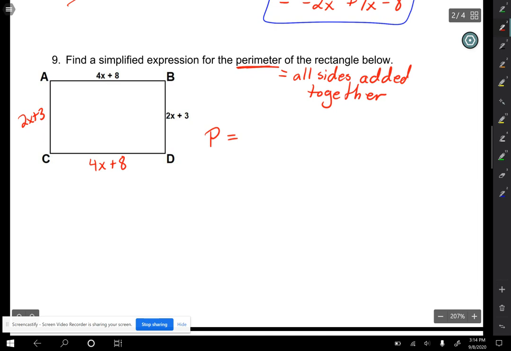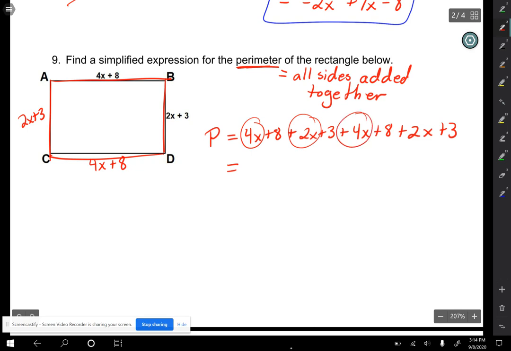Now I can write this out. Perimeter equals the top plus the right side plus the bottom plus the left side. Now all the x terms are going to be combined together because they match. We can combine them. 4, 5, 6, 7, 8, 9, 10, 11, 12x. And then my numbers, 8 plus 3 plus 8 plus 3 is 22. And that is your final answer for the perimeter.